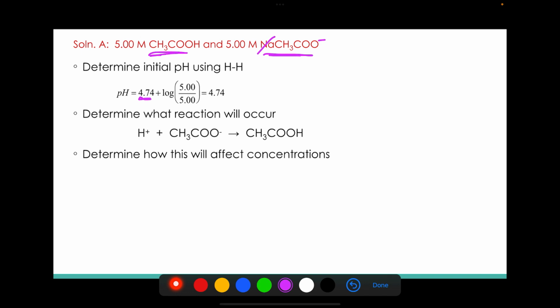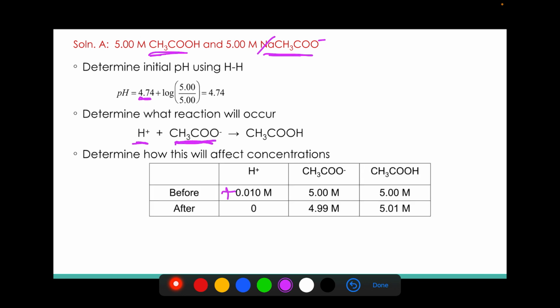Now let's consider what reaction will occur. If we're adding HCl, we're essentially adding H+, so that H+ is going to react with the base component of the buffer system. Now let's think about how this is going to affect our concentrations. If we add 0.010 moles of H+, we're going to have to reduce the CH3COO- amount by that much because we're consuming it, and we're going to have to increase the CH3COOH amount because we're increasing it by that much.